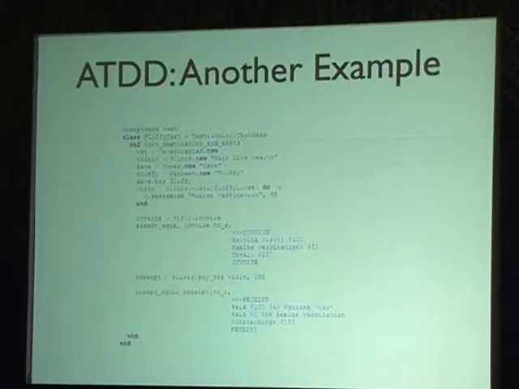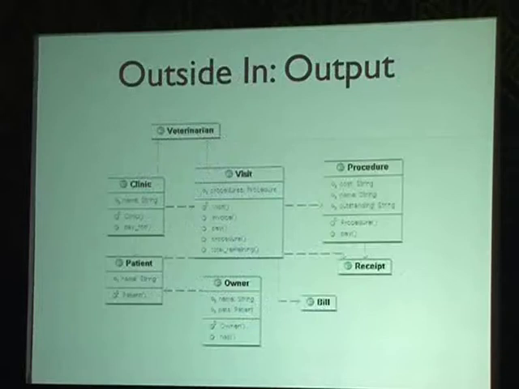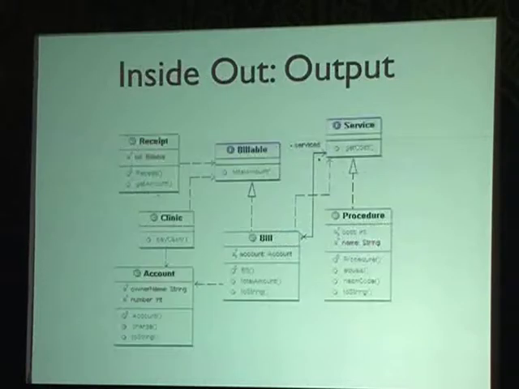This is acceptance tests written in Ruby. And what we ended up with is this kind of a design, right? Slightly different. This is what I was talking about when I worked with Ron Jeffries, for example. This is what we wrote, and this is the kind of design we ended up with.